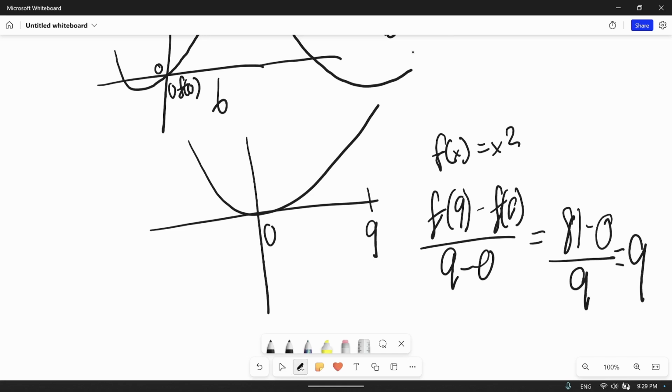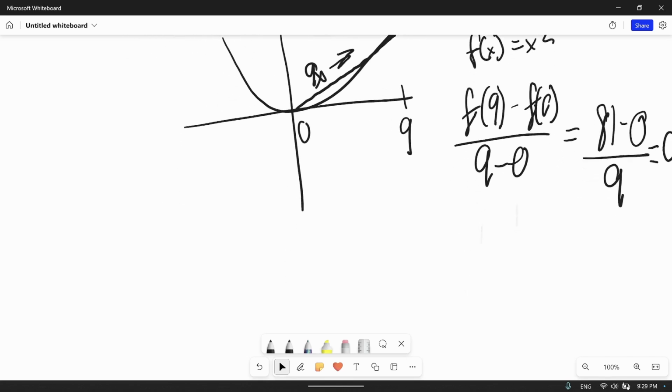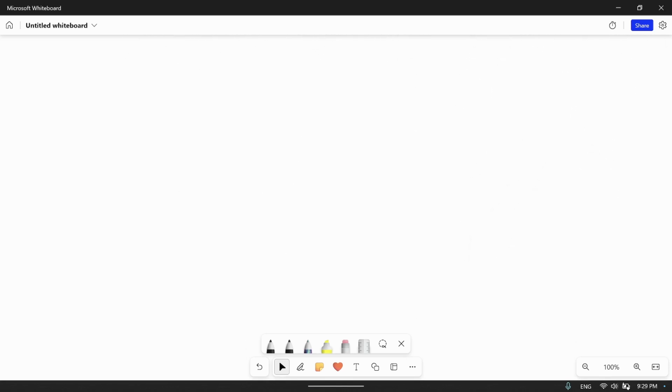And so basically 9 is the slope from f of 0 to f of 9. But a derivative is not an average rate of change. It's an instantaneous rate of change. So what is an instantaneous rate of change?